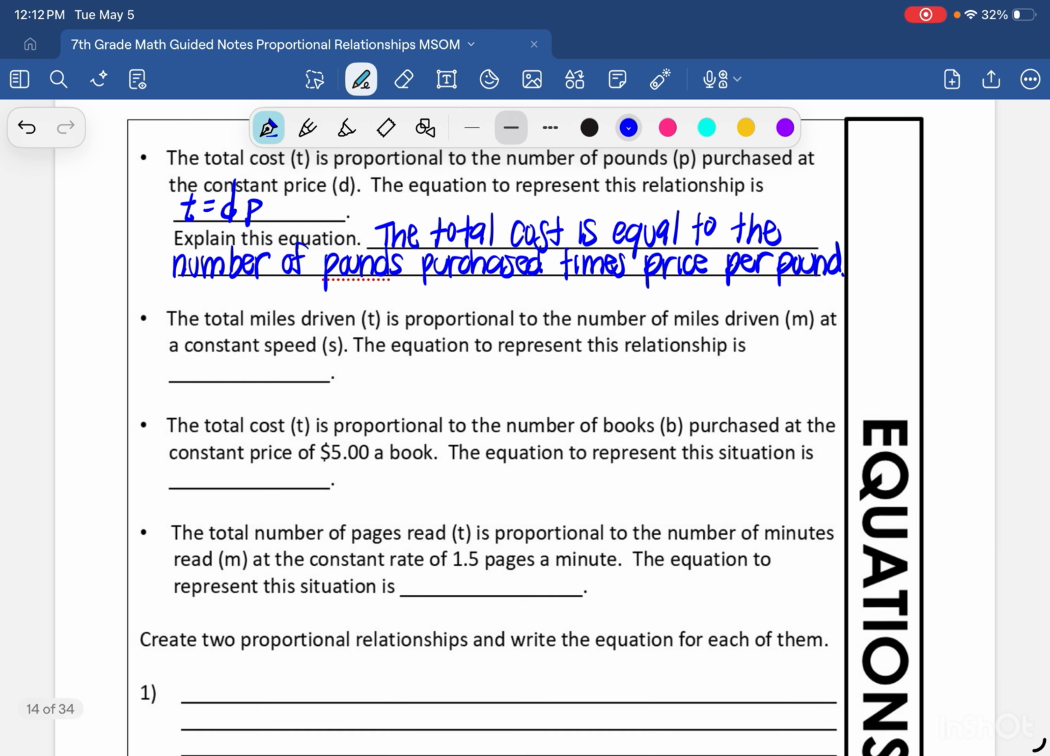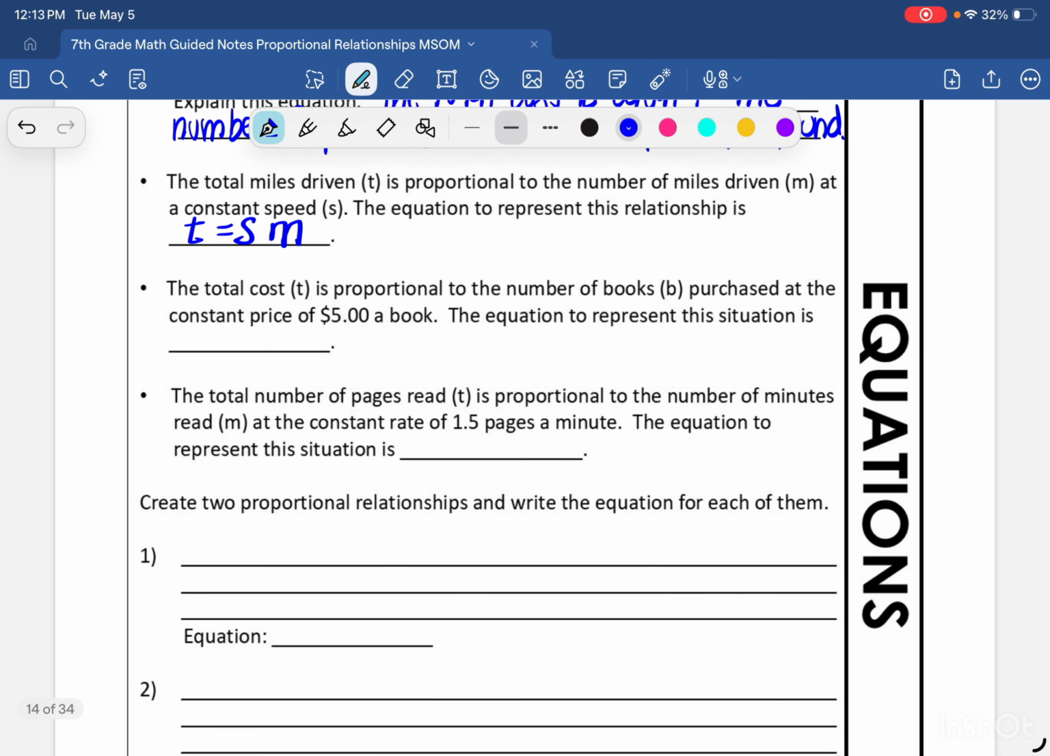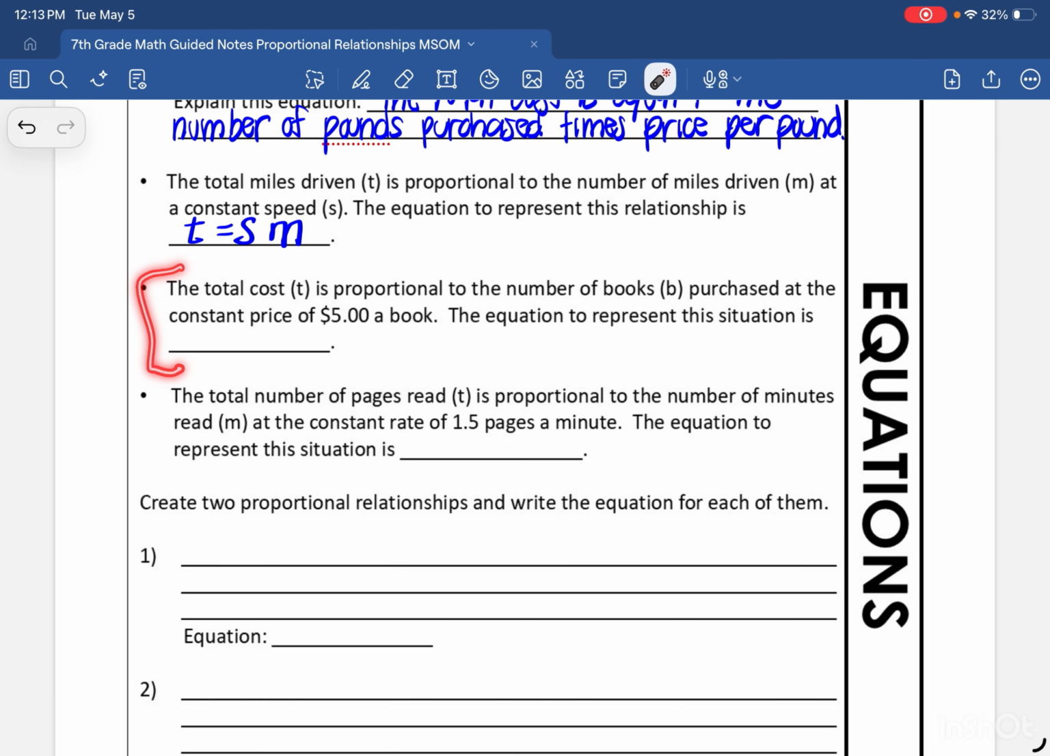The total miles driven T is proportional to the number of miles driven M at a constant speed. So same idea. The total miles driven T is equal to the number of miles driven multiplied by the constant speed. So number of miles driven multiplied by the constant speed of S. So T equals SM.